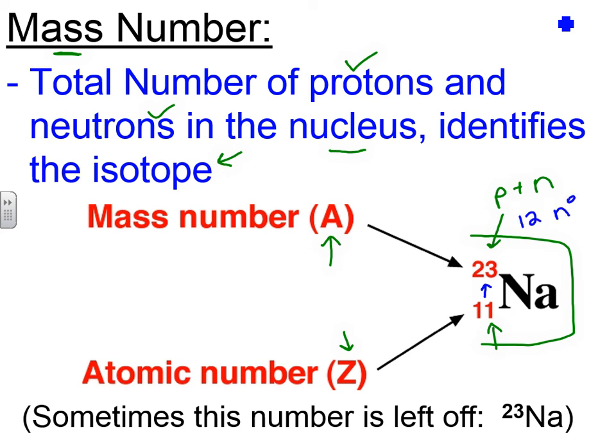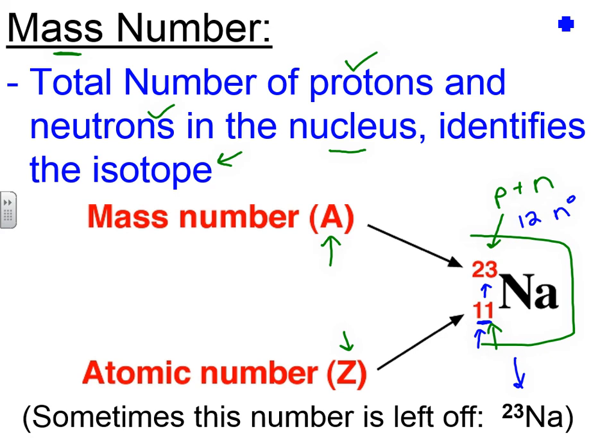So this sometimes is written without the bottom number. Notice we can just write it like this, just with the 23. The reason why we don't write it with this is because everyone should know, if you have a periodic table handy, only sodium can have 11 protons. No other element can have 11. So this is kind of redundant. You don't really have to mention this.